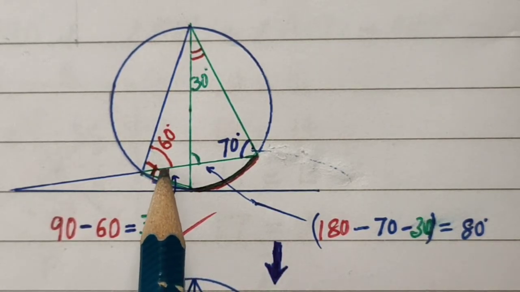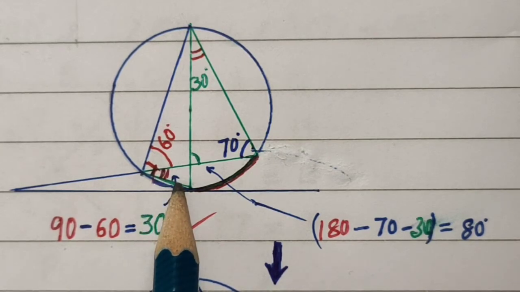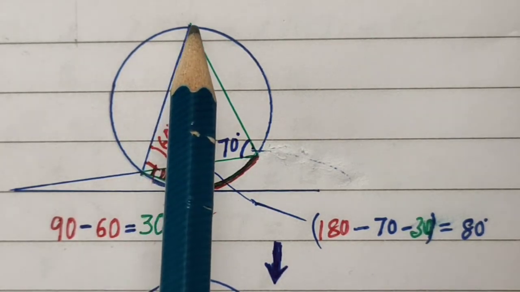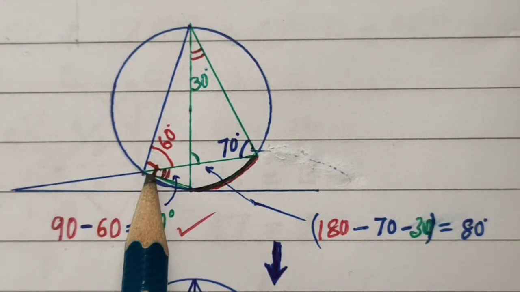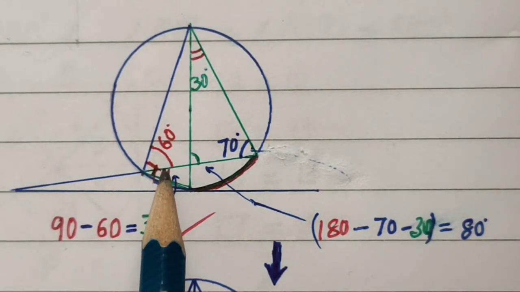This small angle here is 30 degrees, because we know that any angle in a semicircle is 90 degrees. 90 minus 60 will give 30 degrees.